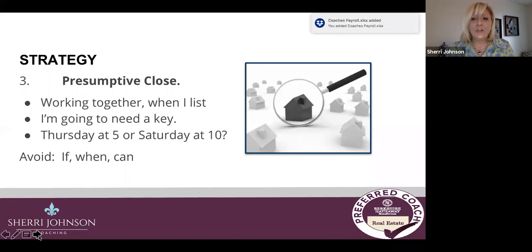Strategy 3, we did this presumptive close. And we've got to be using words on purpose. So when we say, if I list your house, horrible, right? Or if we say, if you choose me, or can we meet on, no, we don't want to ask yes or no questions unless we know what the answer is we want to hear, right?